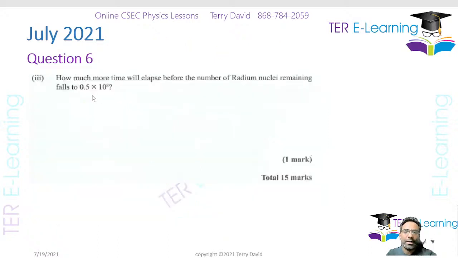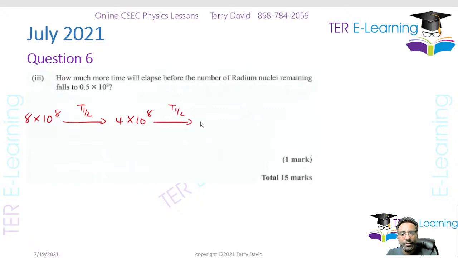And then the last part: how much more time would elapse before the radium nuclei remaining falls to 0.5? So remember, you started off with 8 by 10 to the 8. Then after 1 half-life, I'm just doing it like this again for you, this is 4 by 10 to the 8. And then the next half-life, you would have gone to 2 by 10 to the 8. Then we were at this point, 1 by 10 to the 8. That's the first part of the question.